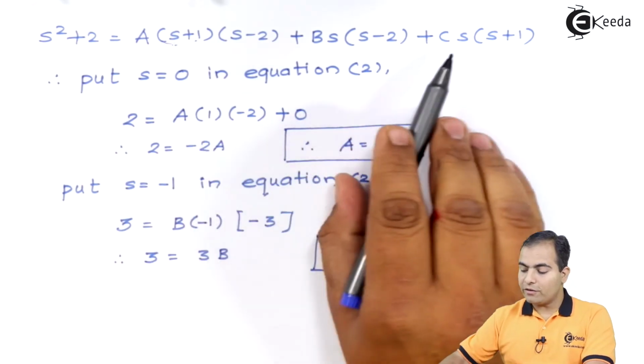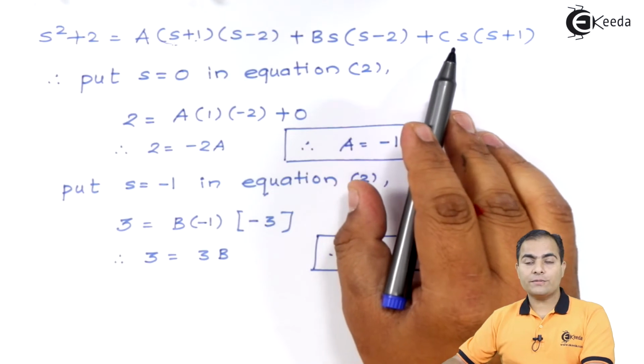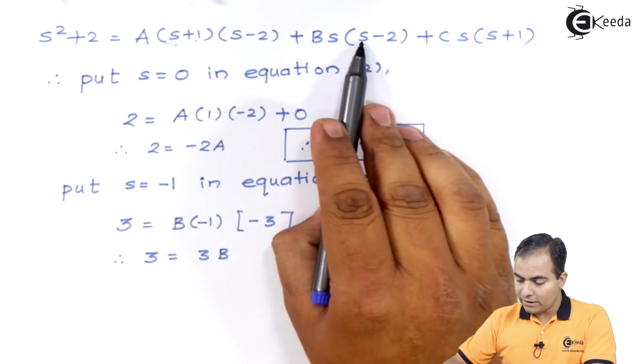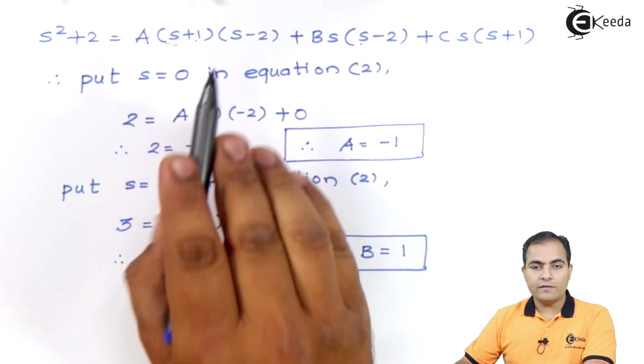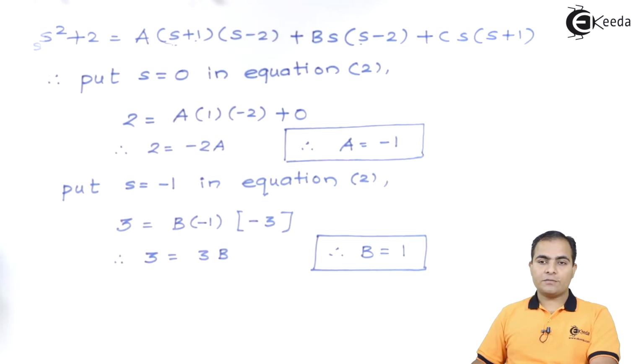Similarly, do the same thing for c. Now which value are you going to substitute to find the value of c? Of course s equals plus 2. If I substitute s equals plus 2, this b term and this a term will get removed. Let's see the next part.